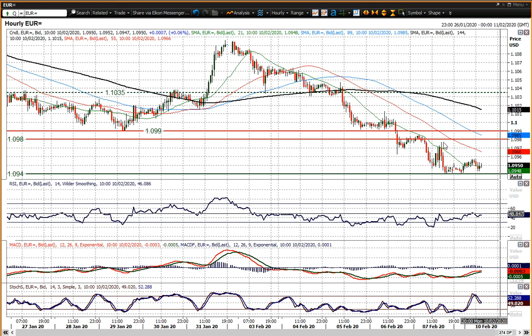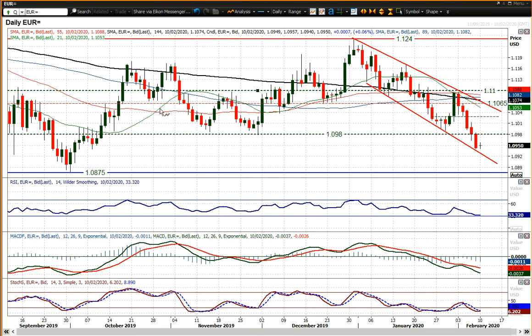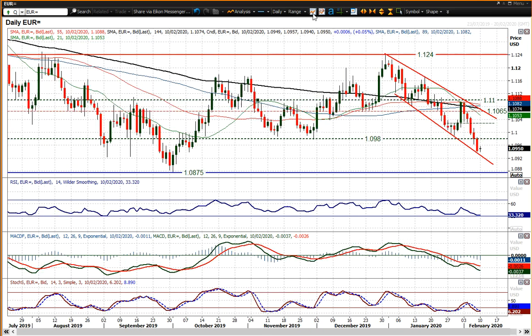A pop above 109.80 would constitute a smallish recovery pattern, and as I said, you could then see back towards maybe the 110.25 area. But generally speaking, I think rallies have to be seen as a chance to sell now. I'm now open to the prospect of 108.75 being retested, I think, at some stage.